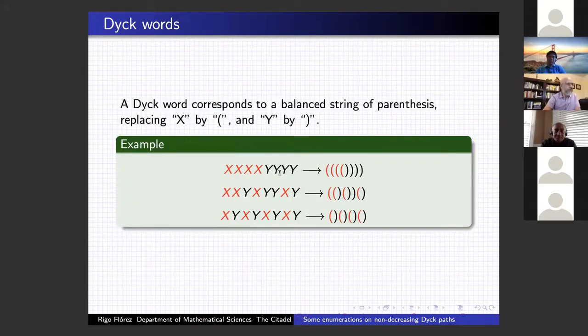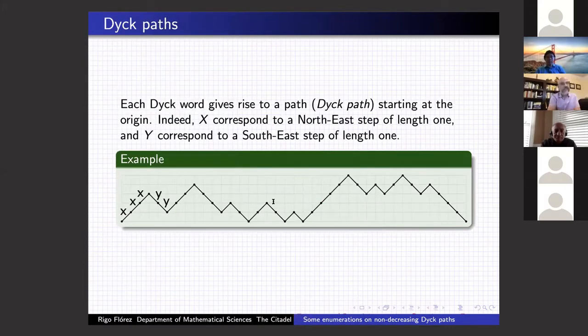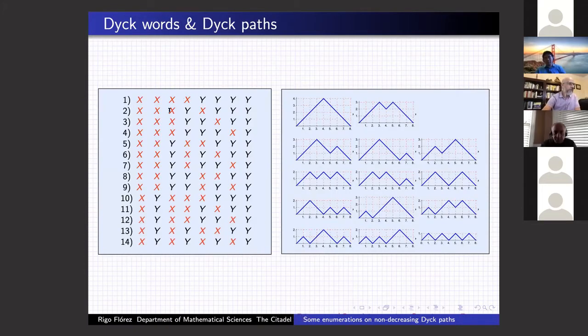And here it is. You can also represent Dyck words as balanced parentheses, where the Xs are open parentheses and the Ys are closed parentheses. There is another representation for Dyck words, which we call Dyck paths. A Dyck path is just the geometric representation of Dyck words, where X represents the northeast steps and Y represents the southeast steps. And here we have the representation of the 14 Dyck words as paths.